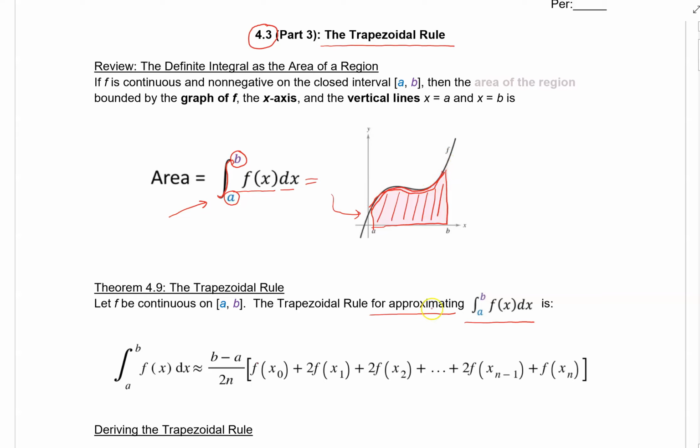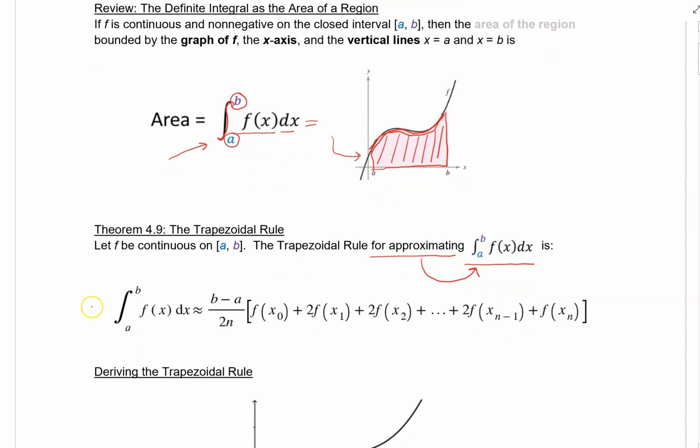So the trapezoid rule is another way of, it doesn't find the exact value, but it finds an approximate value for that definite integral. And the formula given for it in your textbook looks like this here. So it has the b minus a over 2n times the quantity of this long expression, f of x sub naught, or x sub 0. This is considered to be your left endpoint. This is like the a value up here. It's this guy right there.